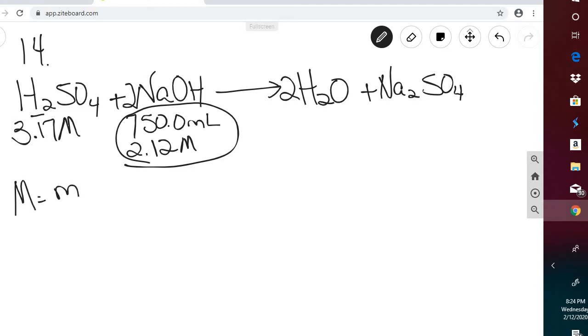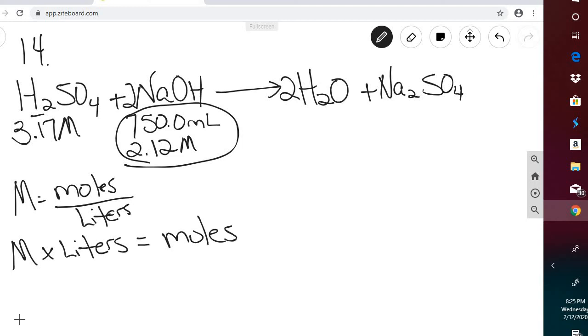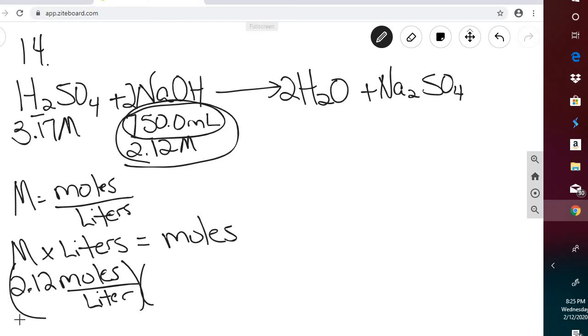Okay, so molarity is equal to moles over liters. So we want to solve for moles, so we're just going to multiply both sides by liters. So molarity times liters equals moles. The molarity is 2.12. And remember, moles over liters is what molarity is. And we'll multiply that times the number of liters. So we got to convert this to liters. Just move the decimal place 3 places to the left. Divide by 1,000. So it's 0.750 liters. Liters cancel. And you are left with 3 significant figures, 1.59 moles of sodium hydroxide.